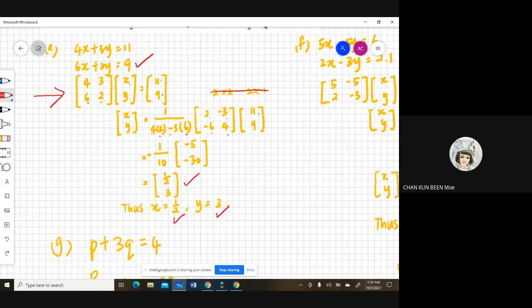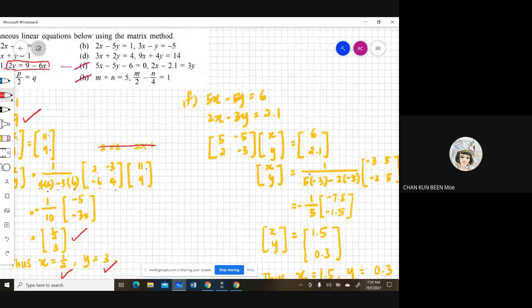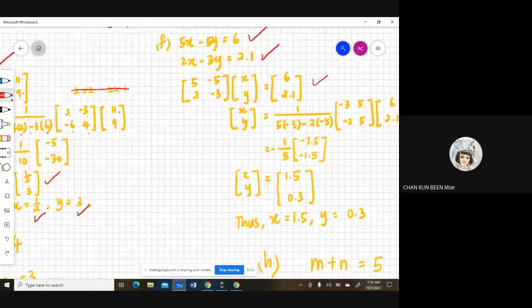Okay, now we move on. Question F. 5x minus 5y minus 6 equal to 0. So we have to move the 6 to the back, so it becomes equal to 6. 2x minus 2.1 equal to 3y. So we have to move 3y to the front, becomes negative 3y, and this one to the back becomes positive 2.1. Then you form up the matrix form. Okay, this is the one.